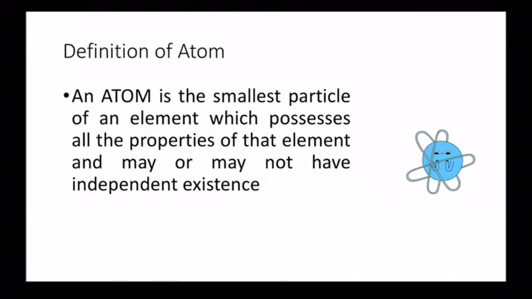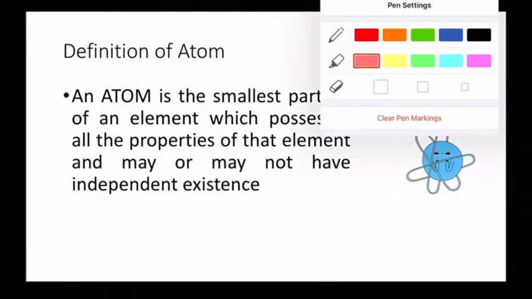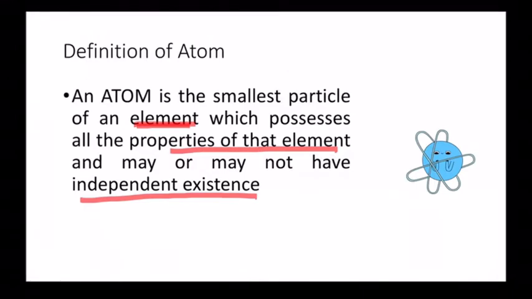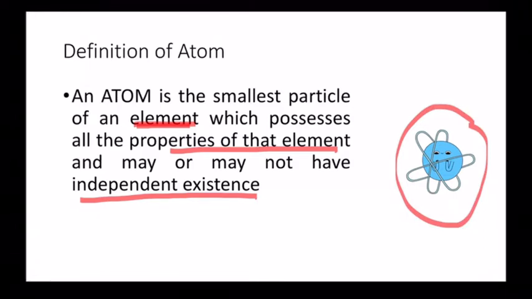An atom is the smallest particle of an element. Mark this, students. Atom is the smallest part of an element, not a compound. It is the smallest part of an element which possesses all the properties of the element, and it may or may not have independent existence. Here you can see an animated example of an atom.